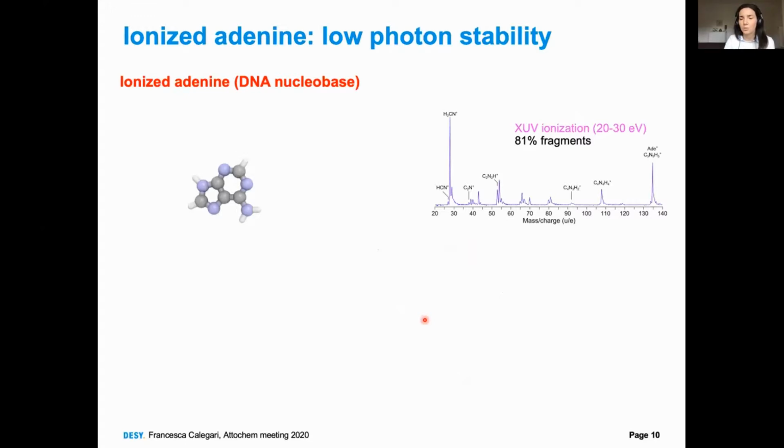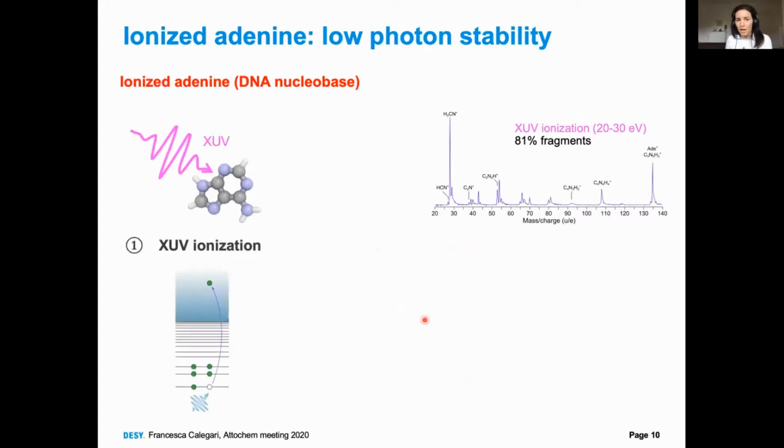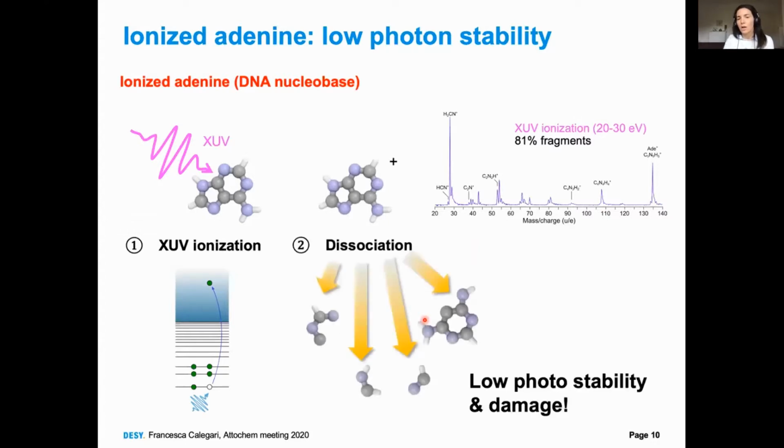And what we immediately observed is that after XUV ionization, the molecule is fragmenting quite a lot. As you can see here from the mass spectrum, it's quite rich. 81% of the mass spectrum is composed of fragments, and therefore this indicates quite a low photostability of the molecule. So the radiation is indeed inducing what we call damage.